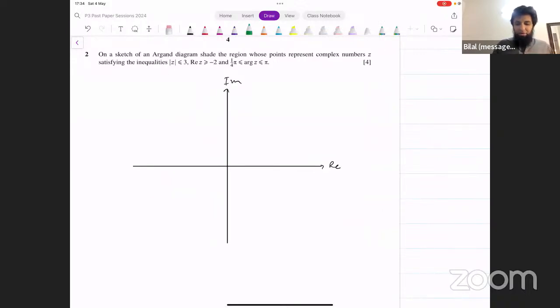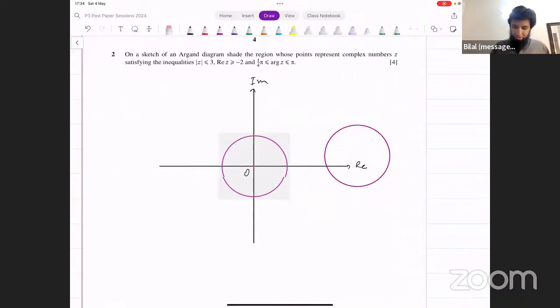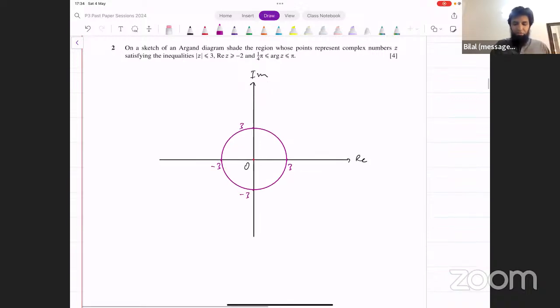Modulus of z less than or equal to 3. What does that mean? You have your center at the origin. Radius of the circle has to be 3. So you would draw a circle of radius 3 here. Now let me draw the circle here. And we're saying this point is 3, this point is 3, this point is -3, and this point is -3. This is one locus that we've got, a circle with center at the origin, radius 3. You have to be within that, inside the circle.